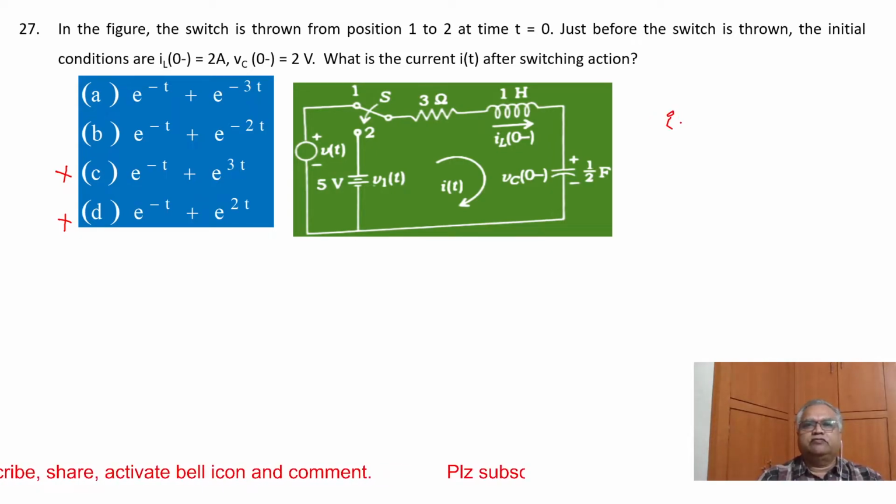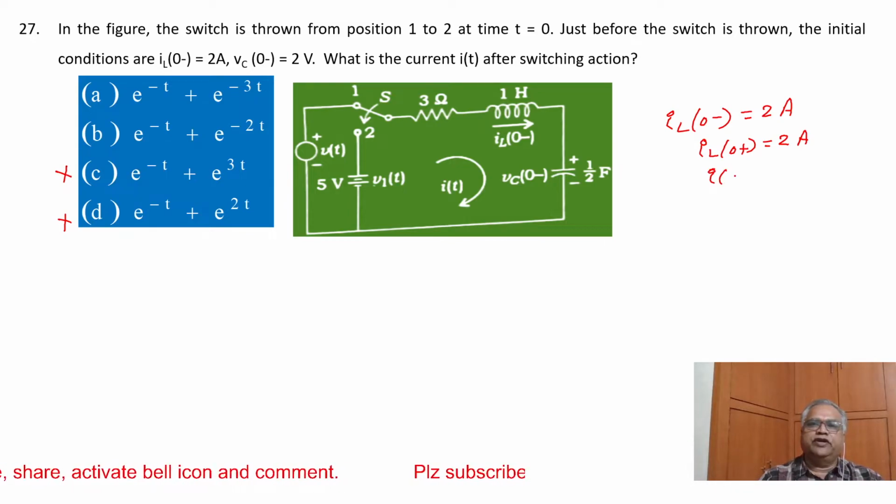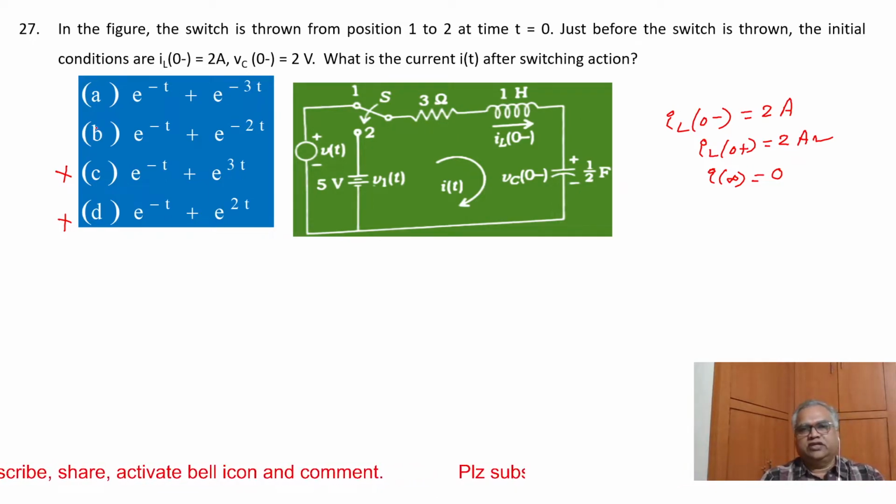What is given? IL(0 minus) is given as 2 amps. What is IL(0 plus)? It is also 2 amps. And the steady state current at infinity is compulsorily 0 for any second order, because the capacitor behaves like an open circuit. So initially at t equal to 0, 1 plus 1 becomes 2. Here also 1 plus 1 becomes 2. First condition satisfied. At t equal to infinity, both become 0. So with the help of this, you can't decide whether A is correct or B is correct.